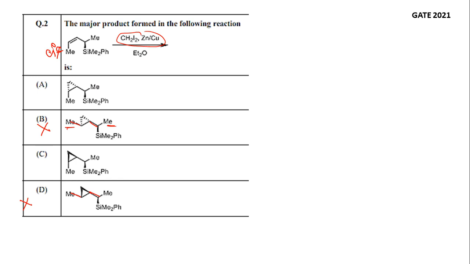Now among A and C, just by applying common sense, obviously you will choose option A, because here the SiMe2Ph, this large group, is above the plane. So we understand that this CH2 insertion will be below the plane, and accordingly option A will be the correct option, and that is actually true. But though we have reached the correct option, the explanation that we are giving is not at all correct. For this question it is fine, but for another question, if you apply the same logic, you will not reach the correct answer.